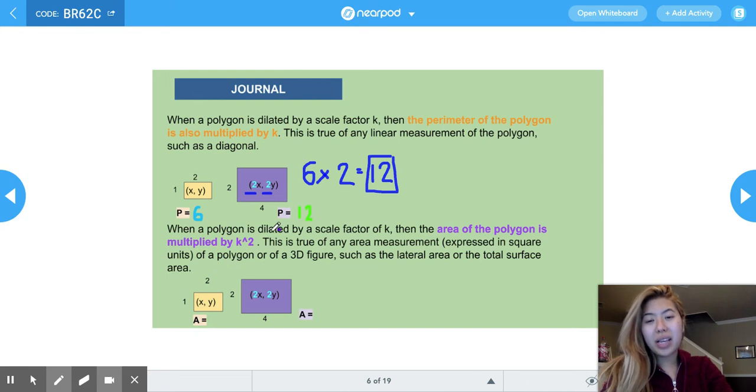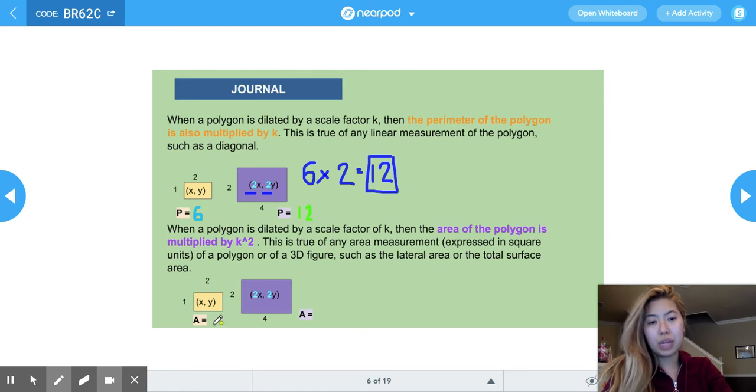And then when a polygon is dilated by a scale factor of k, then the area of the polygon is multiplied by k squared, which is whatever the scale factor is squared or times itself. So this is true of any area measurement expressed in square units of a polygon or other 3D figures, such as the lateral area or the total surface area. So this also works for lateral area and total surface area.